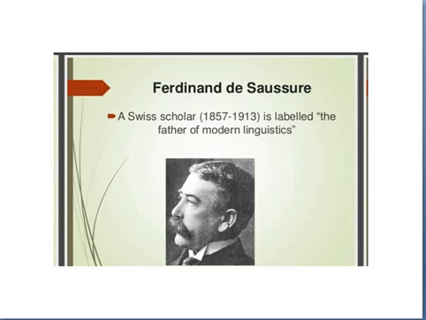Ferdinand de Saussure, a Swiss scholar, born in 1857 and died in 1913, is labeled the father of modern linguistics.